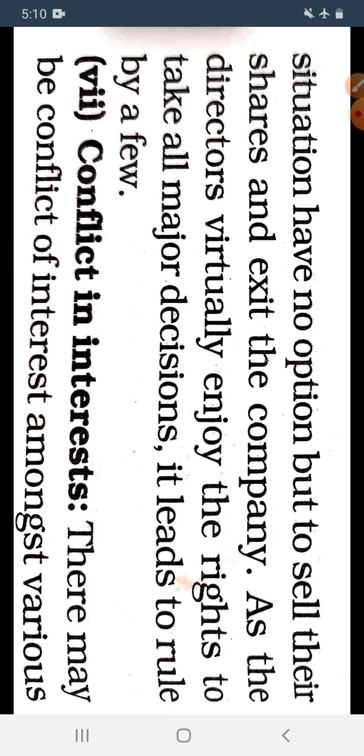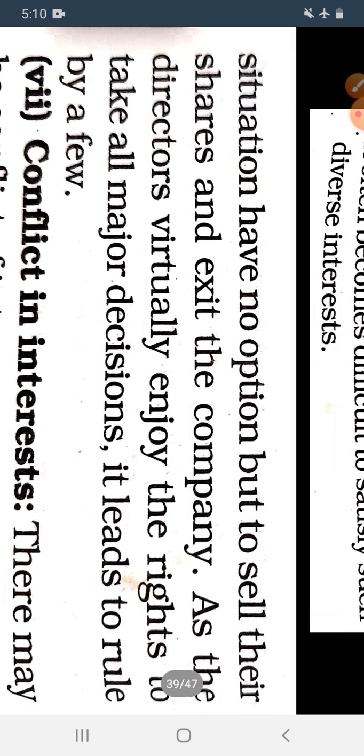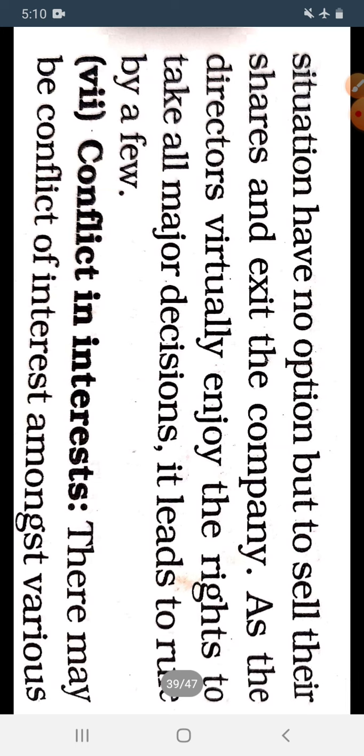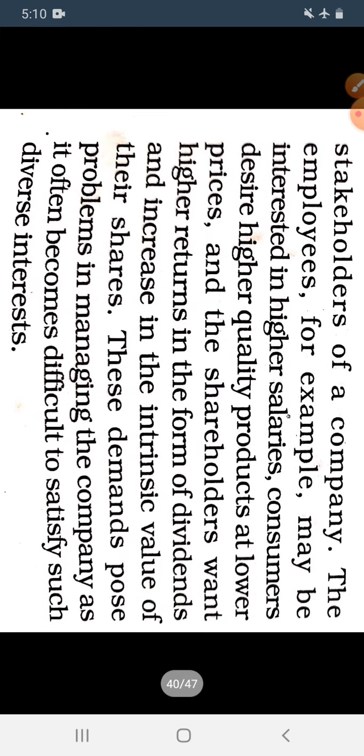Seventh is conflict of interest. There may be conflict of interest among various stakeholders. Stakeholders means the owners of the companies. The employees, for example, may be interested in high salaries, consumers desire higher quality products at lower prices, and the shareholders want higher returns in the form of dividends and an increase in the intrinsic value of their shares. There is a conflict between these interests. Every member of the company has their own interest: employees want higher salaries, consumers want quality products at low prices, and shareholders want to get higher returns in the form of dividends.